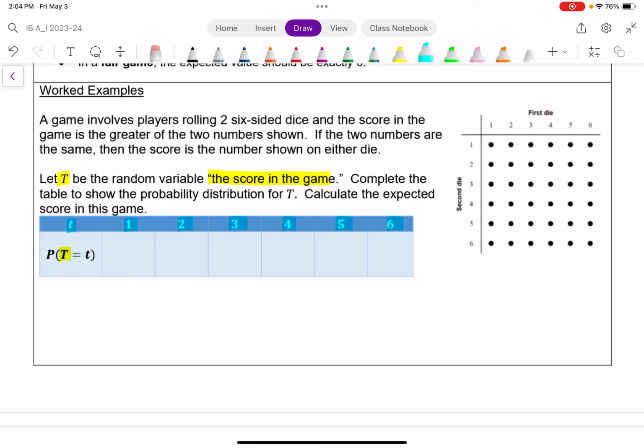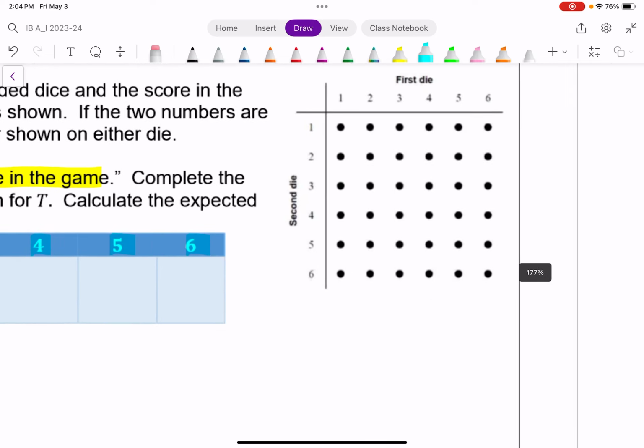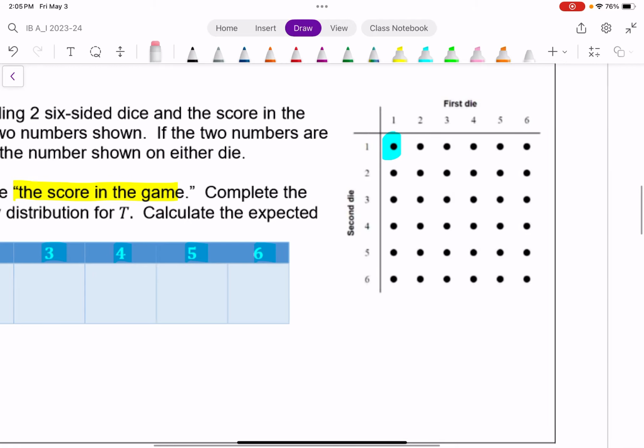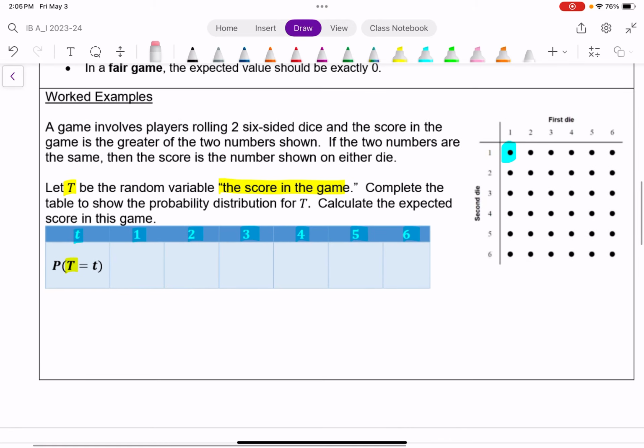So what's the probability of having a score of 1? Well, this little sample space diagram is helpful. First of all, realize there are 36 possible outcomes when you roll two six-sided dice. To get a score of 1, that'll only occur if you roll a 1 both times, because if you roll a 2 and a 1, your score will be 2. So there's only one way out of 36 to have a score of 1. So there's a 1 in 36 probability.